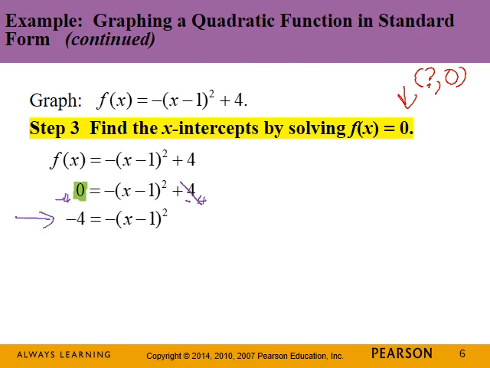So now we have a negative of the quantity x minus 1 squared. So I want to get rid of this negative 1 right here. In order to get rid of the negative 1, since it's multiplying, I could divide, but since it's a 1, an easier method would be just to multiply. So I'm going to multiply both sides by negative 1.